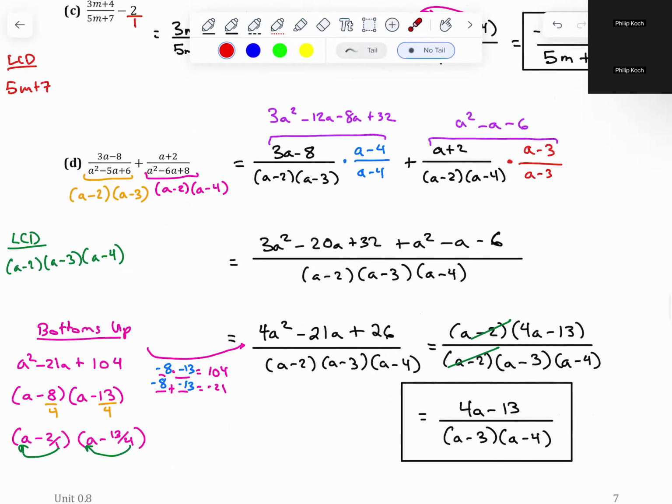So combining those things, luckily it was added, so we didn't need to distribute a minus sign. You get 4a squared minus 21a plus 26 over your denominator. And that does factor, and it factors nicely to a minus 2 times 4a minus 13. And so you can cancel out that factor of a minus 2, giving us our final answer of 4a minus 13 over a minus 3 over a times a minus 4.